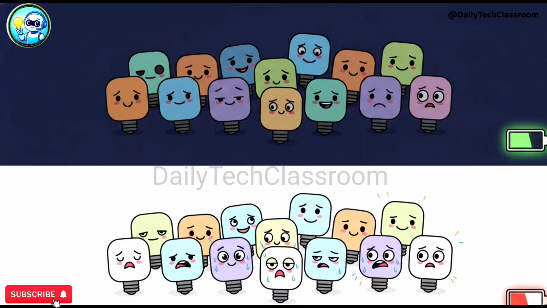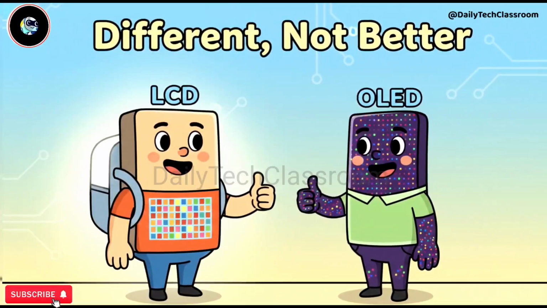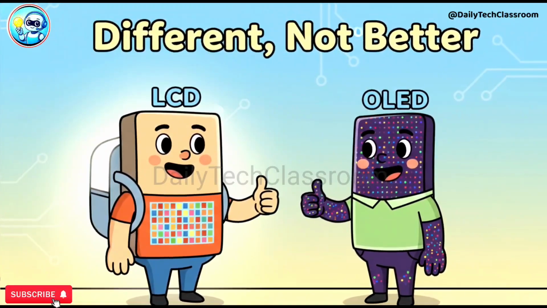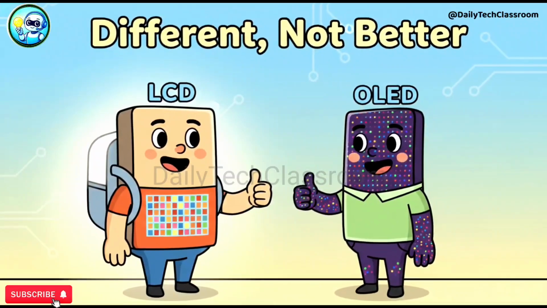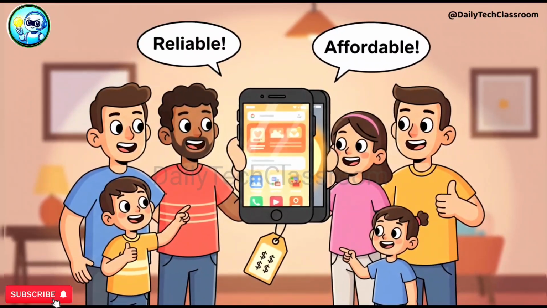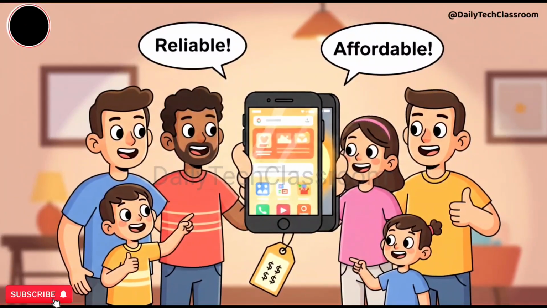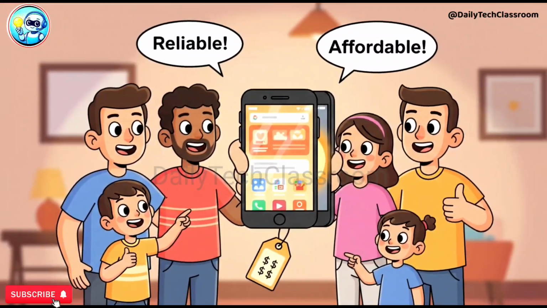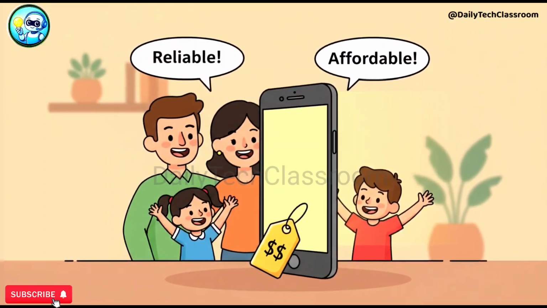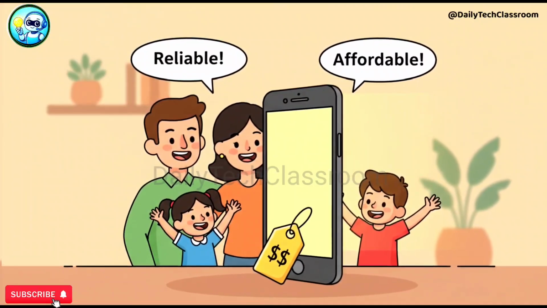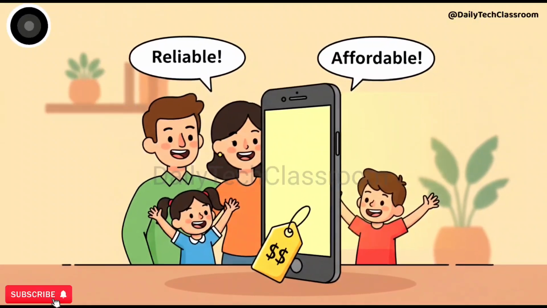Now don't worry, this doesn't mean one is always better than the other. They both have strengths, they both have weaknesses. And here's where it gets interesting. LCD is cheaper to make, a lot cheaper. That's why budget phones and older models still use it. It's durable, it doesn't wear out as fast, and honestly, for most people doing normal stuff like texting, browsing, watching YouTube, LCD is totally fine. You're not missing out on much.